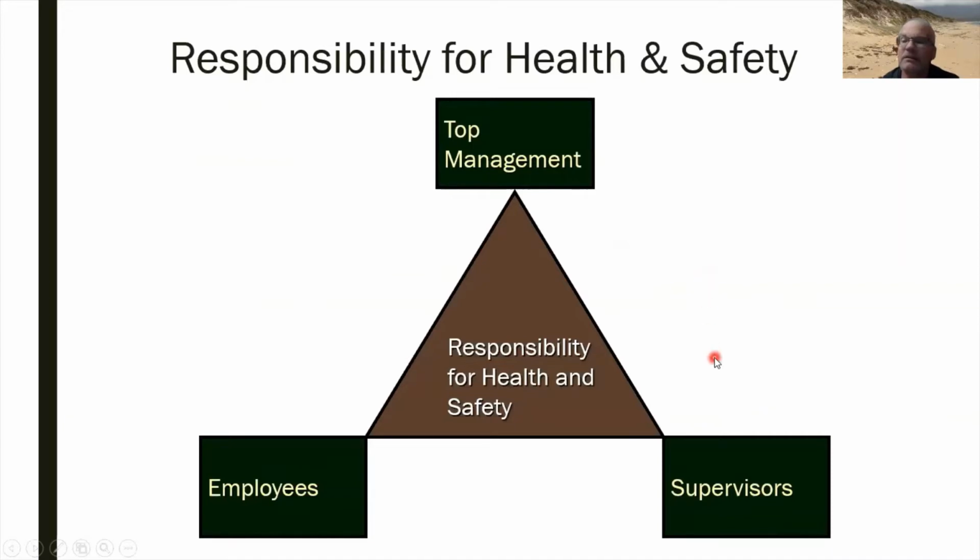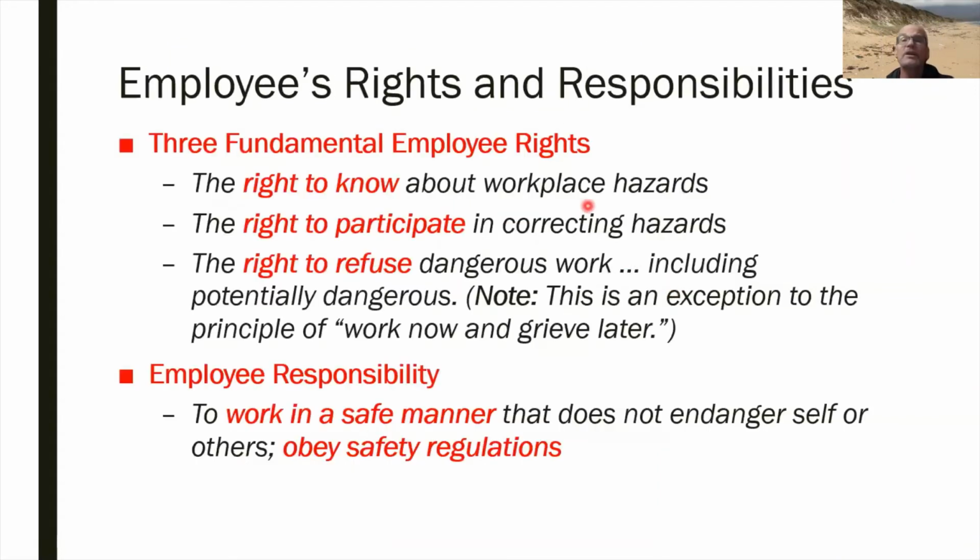Okay, you have your top management, you have your employees, and your supervisors. So each one of these key players has both responsibilities and rights. So let's break this down one by one. Start with the employees' rights, and these are kind of important things to know. So this will make a good exam question. Yeah, good exam question. Three fundamental rights of employees.